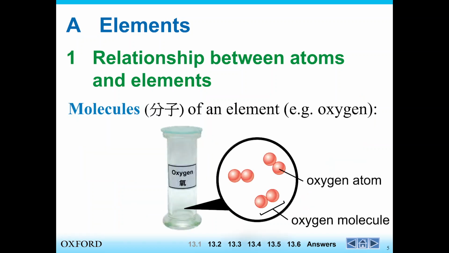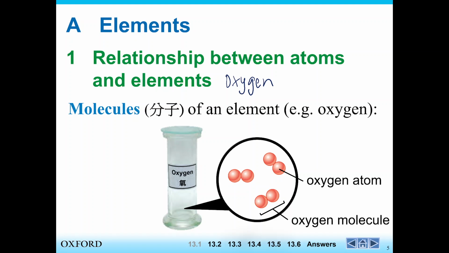Now, what's a molecule? We've learned what an element is. We've learned what an atom is. Now, what is a molecule? Here, let's look at oxygen gas. Now we've learned what oxygen is. As I said, oxygen is an element. And look at this diagram over here.